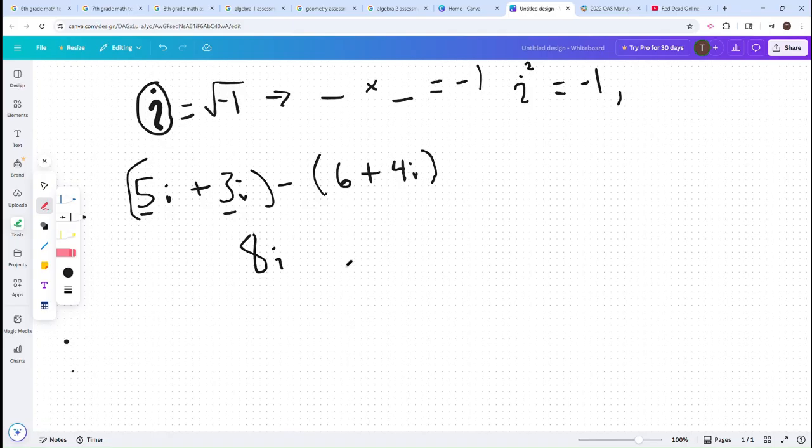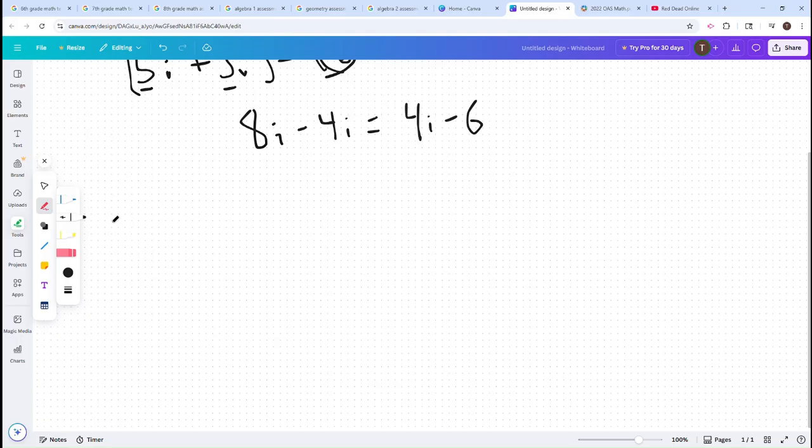minus 4i. Minus 4i. That equals 4i. And we have this minus 6 right here. We just tack it on at the back. See, we don't add this in with this, this, and this because those have i's. This does not.